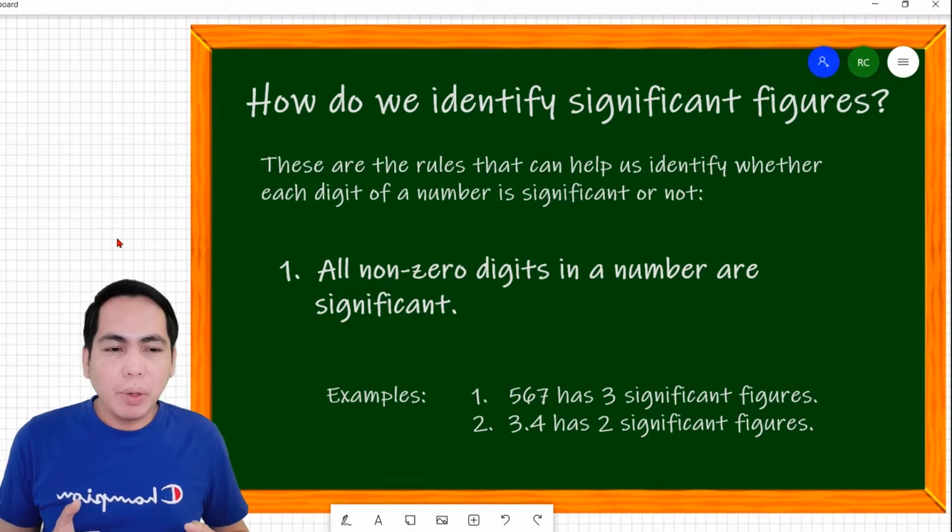So for example, 567 has 3 significant figures because the 5, 6, and 7 are non-zero digits and they are all significant digits. Number 2, 3.4 or 3 and 4 tenths has 2 significant figures because the 3 and the 4 are non-zero digits and therefore they are significant digits.